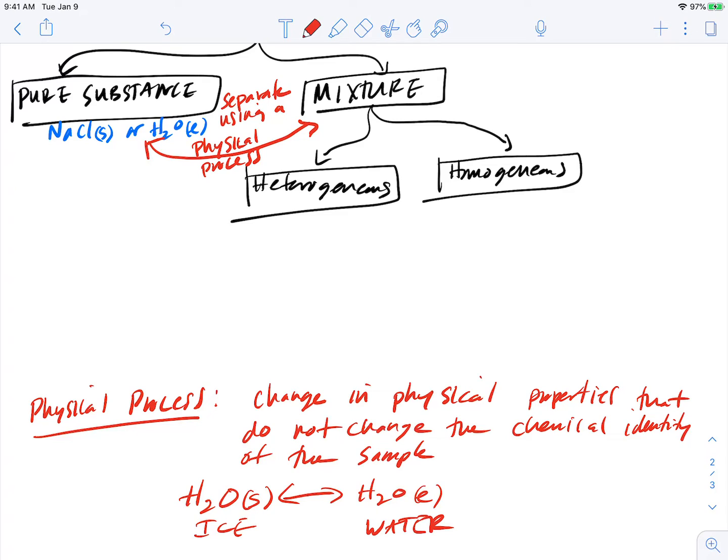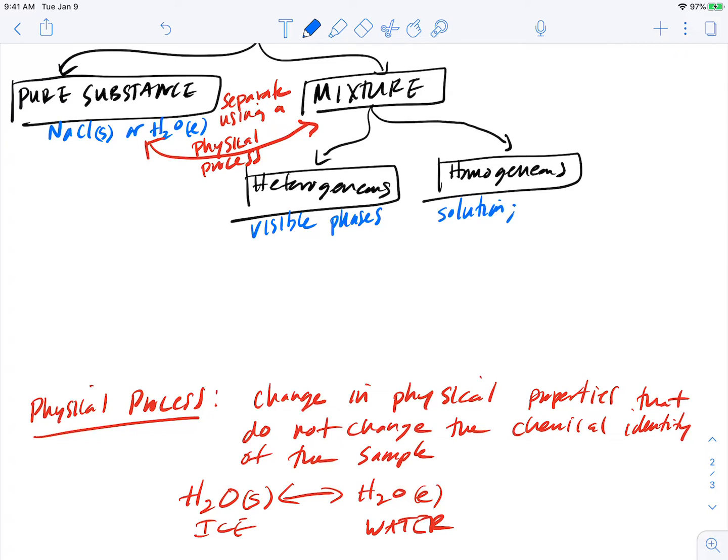So if we look at a pure substance, I gave you two examples, NaCl. Oh, so before I go too far with this, let's just finish this. So a heterogeneous mixture has visible phases. So it is not the same throughout. Where a homogeneous mixture is also called a solution.